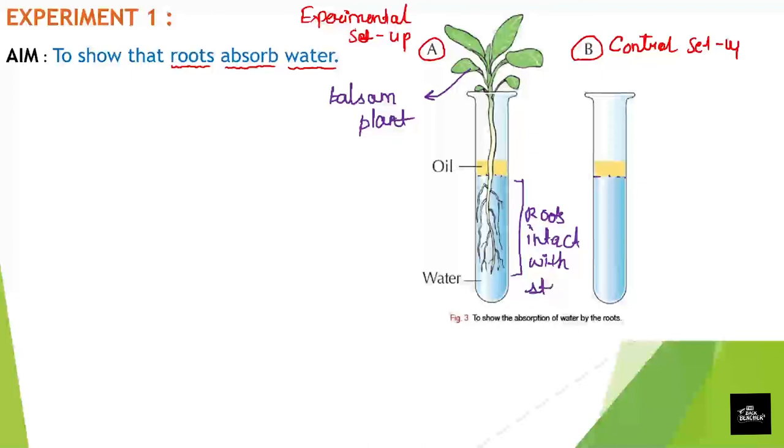Roots intact with stem. Then we have dipped this particular plant in the test tube, which is containing water. And then we have put a few drops of oil from the top. Why have we put a few drops of oil from the top? To seal the surface of the water so that there is no loss of water taking place from the surface. We have put oil in the control setup as well to block the loss of water through evaporation.